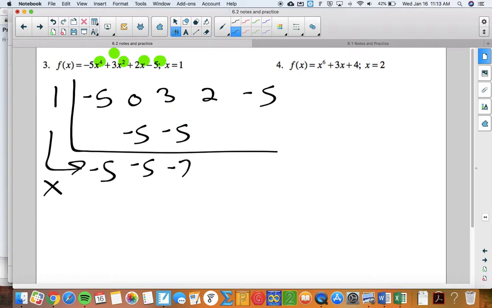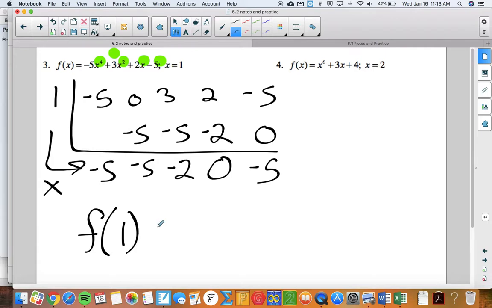Add them, you get negative 2. Multiply them, you get negative 2. Add these together, you get 0. Take the 0, multiply it with the 1, you get 0. Add them together, you get negative 5. I went fast on that one. I'm sorry, folks. I'll do the next one slower, I promise. So when you plug in 1 for x, you get negative 5.